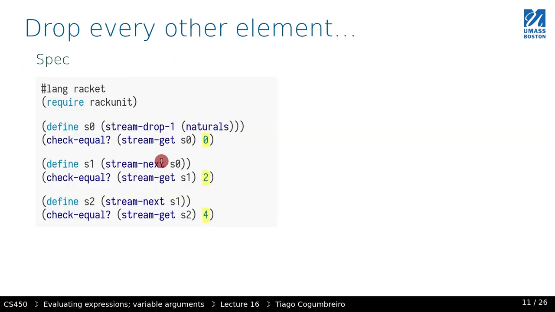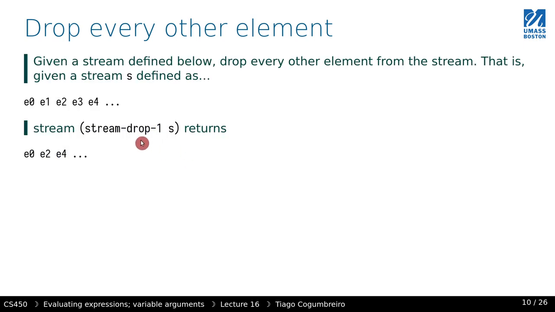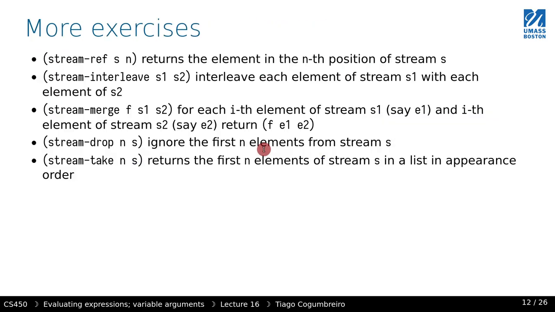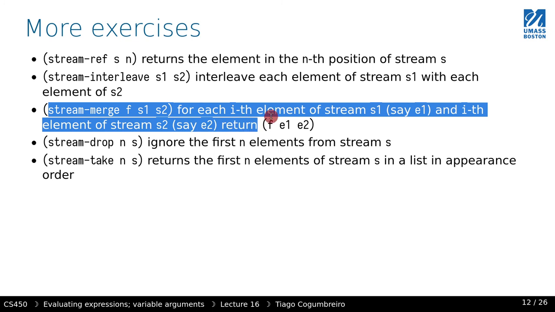And now what I would like you to think is maybe think about examples such as drop one element of the list. And I have quite a big list here. Stream ref I've already implemented, but there's stream interleave, stream merge, interleave where you take one element of each stream. This is actually going to be one of the exercises of homework 3. Stream merge also shows up there.